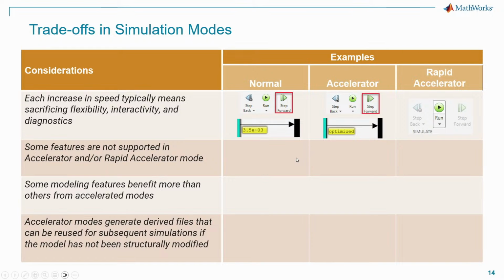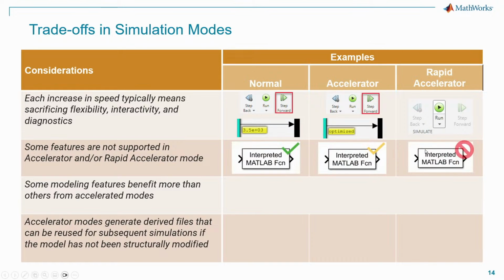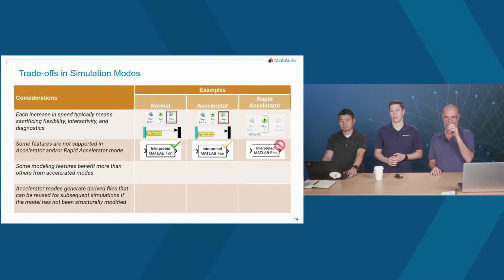Also key to note is that some features are not supported in accelerator or rapid accelerator mode. Typically these will be things that are running interpreted MATLAB code, like the interpreted MATLAB function block. In normal mode, you can use this block just fine. In accelerator mode, you can also have this block in your model, but it's interpreted, so we can't compile that piece of your model, and that piece will still be running in interpreted mode. And in rapid accelerator mode, because we need to compile the whole model separately, you can't have an interpreted MATLAB function block in your model.